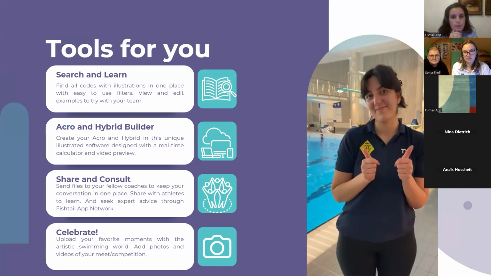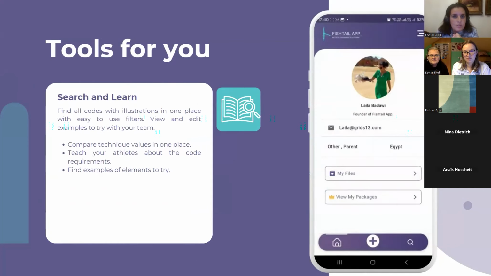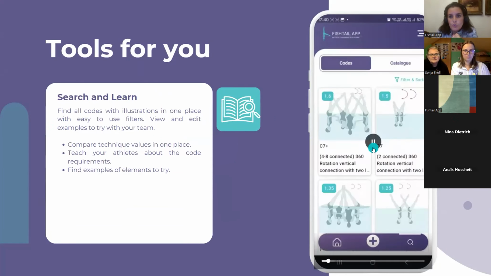And this is the newest feature that we've introduced in the last week. So the Search and Learn tool is all about the ability to search for codes. Any code that is available in the rules is here in this library, illustrated. If you have been going through the rules, you will find that Acro codes all have illustrations, but the hybrid codes don't have illustrations.